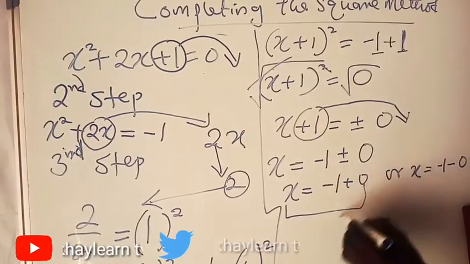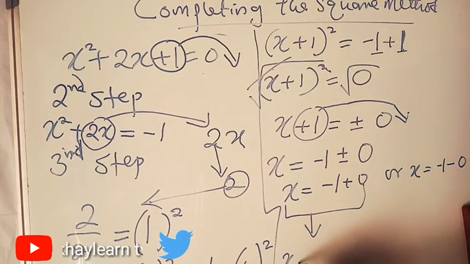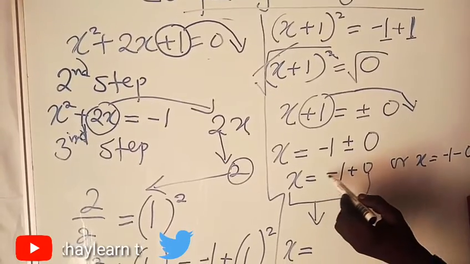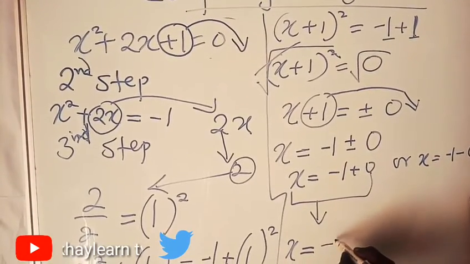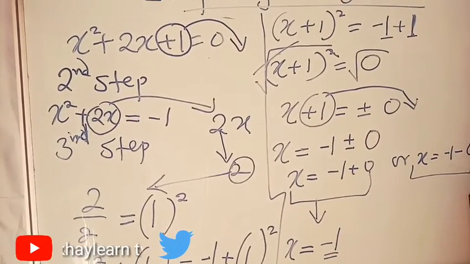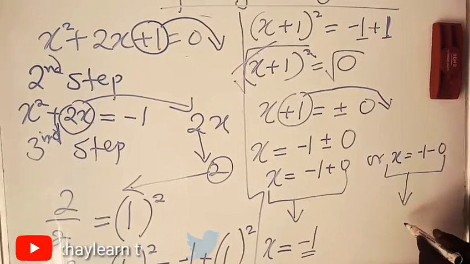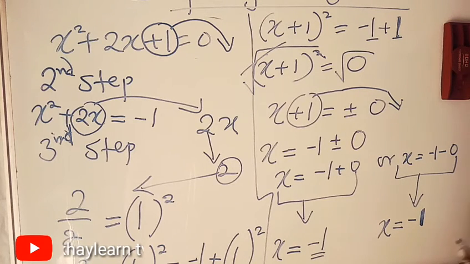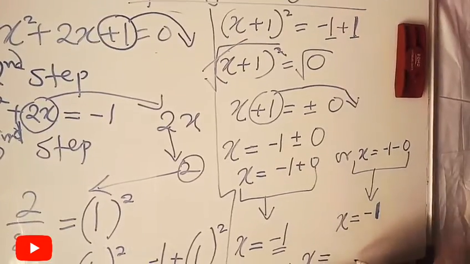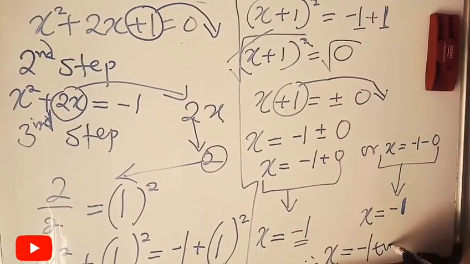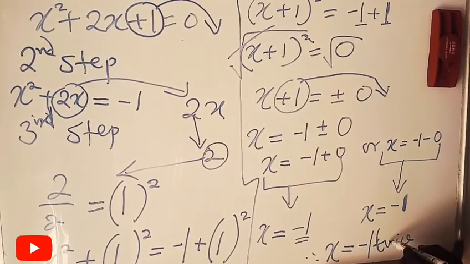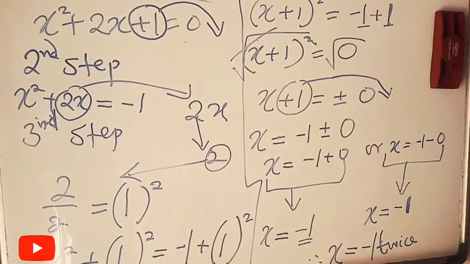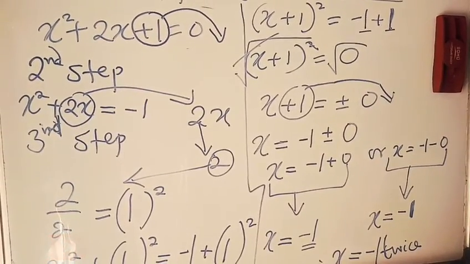If this happens to be the case, we are going to have x equals -1 plus 0, which is just -1. And if the other case is considered, x equals -1 minus 0, and that is -1 also. So since we have -1 everywhere, our x will be equal to -1 twice. That is, the value of the unknown will just be -1 everywhere.